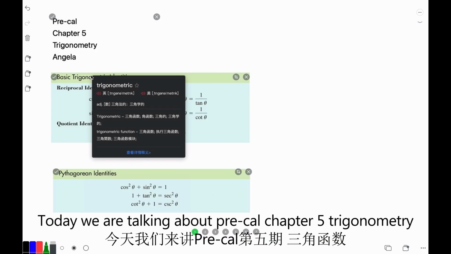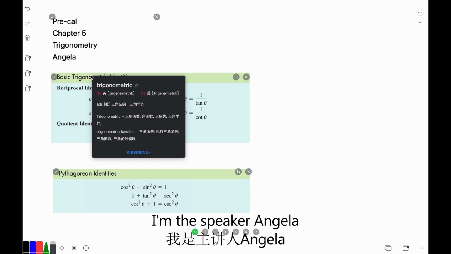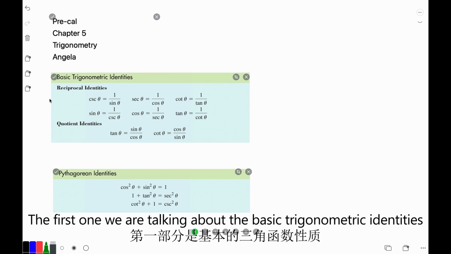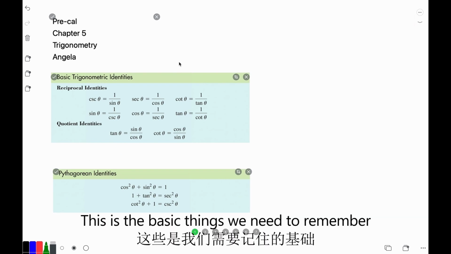Today we're talking about Precalculus Chapter 5, Trigonometry. I'm Angela. First, we're talking about the basic trigonometric identities. This is the basic material we need to remember.